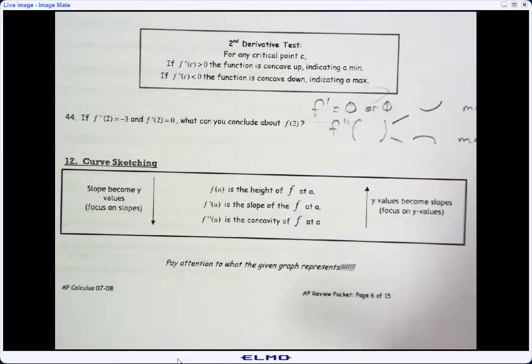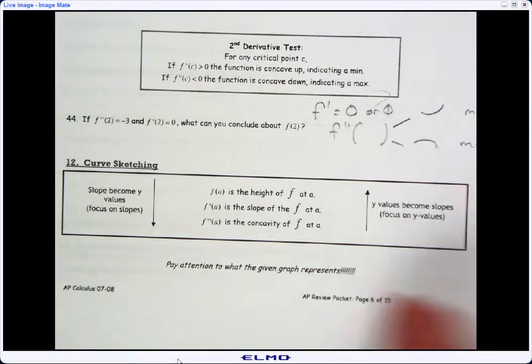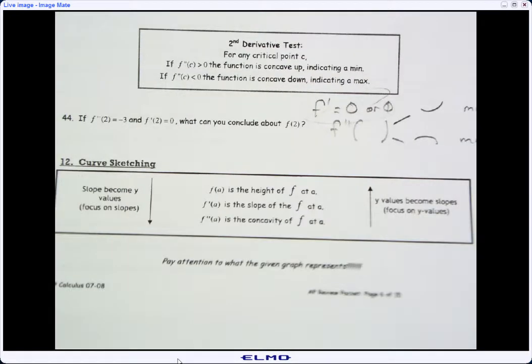Curve sketching, you're good. We're going to skip that. It's using the information that you have to keep going and make nicer sketches.